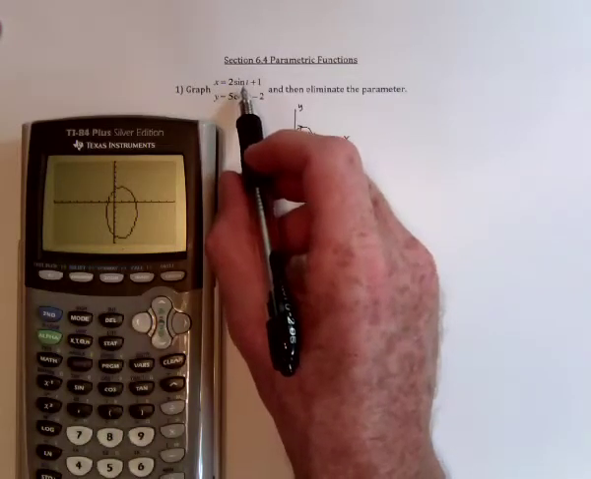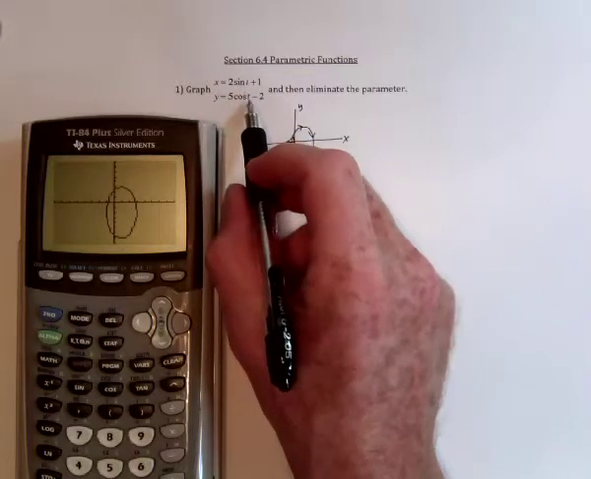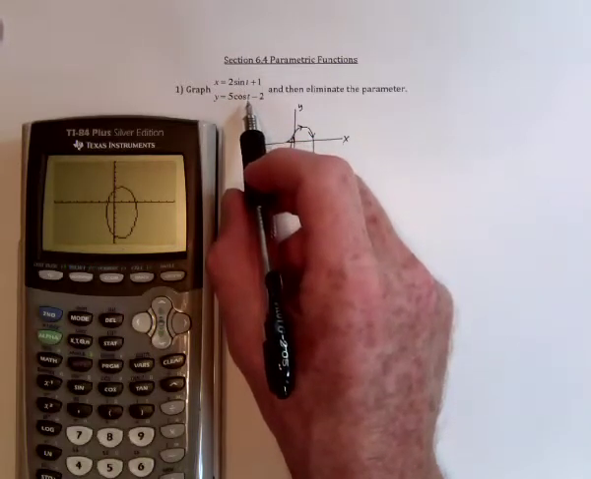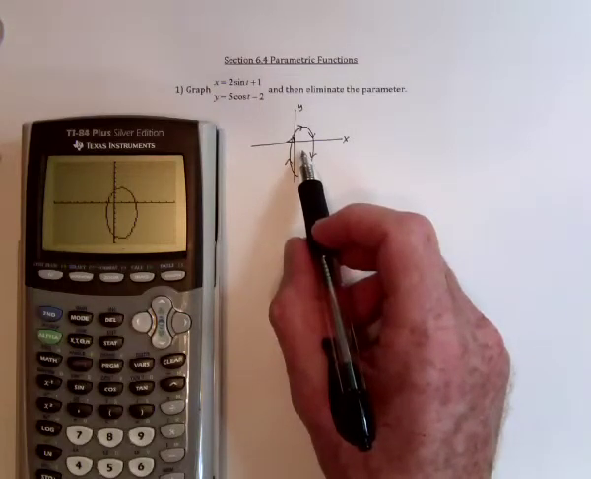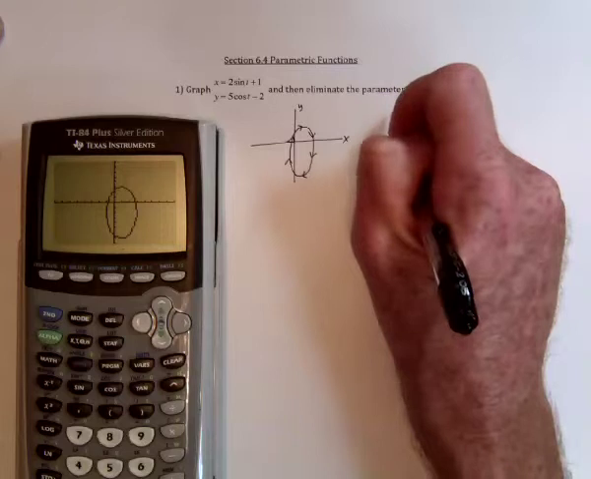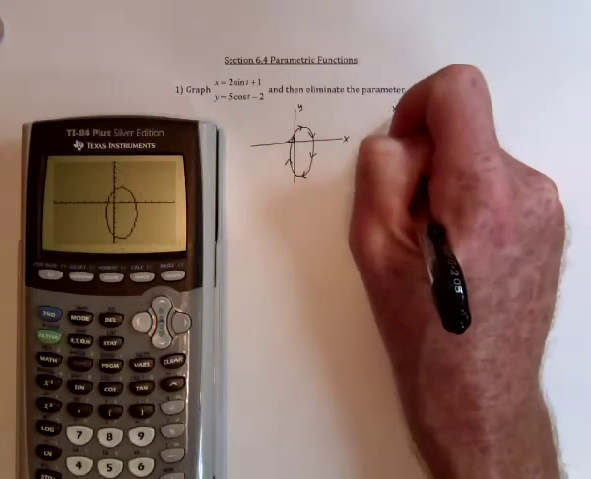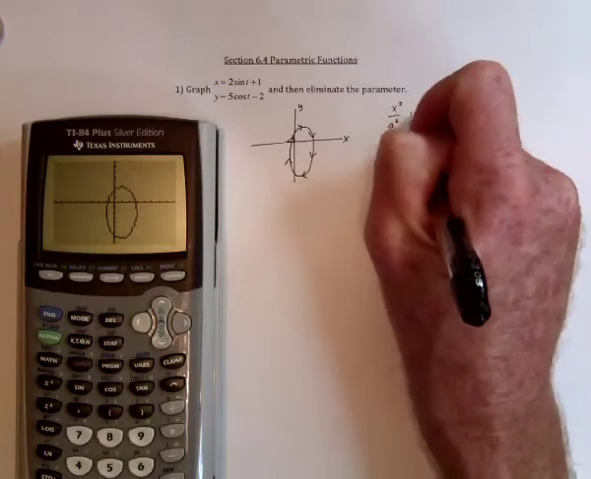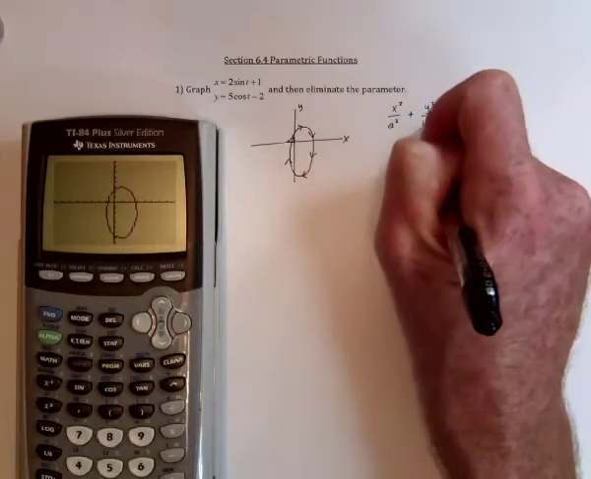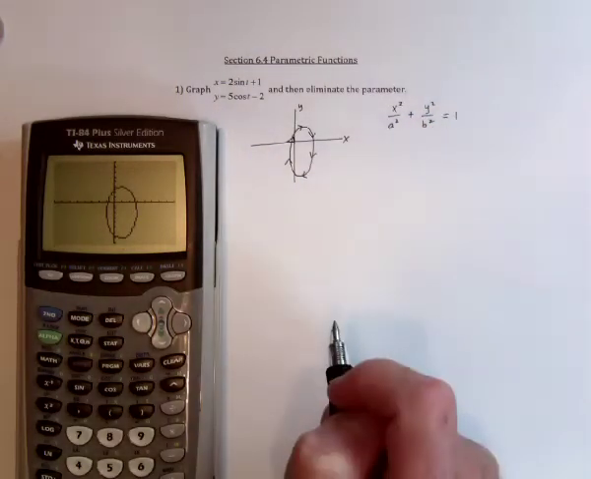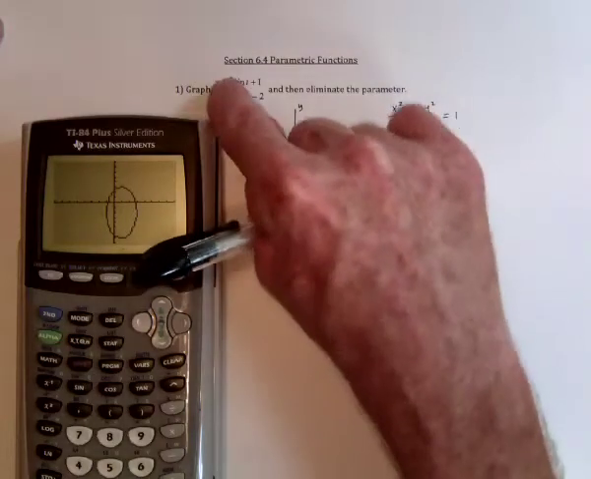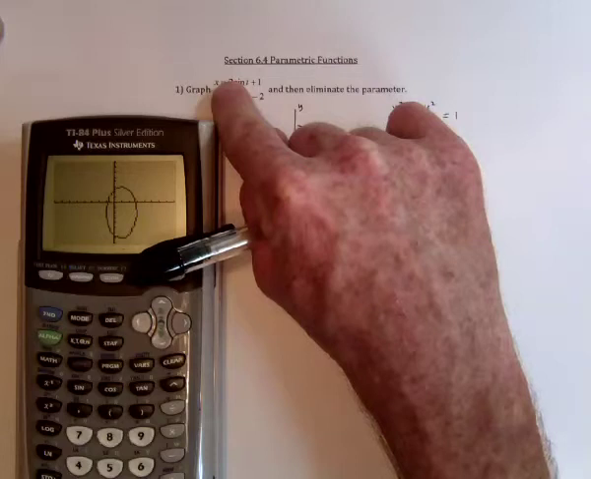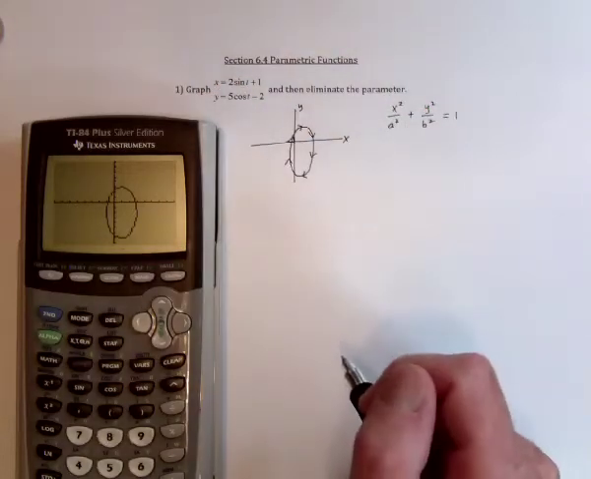In order to eliminate the t in this problem, I'm going to need to get sine squared plus cosine squared equals 1. Something else that helps is when you look at the graph and say, oh, I've got an ellipse. Well, the general equation of an ellipse looks like x squared over a number squared and y squared over a number squared equals 1. So it's got x squared and y squared in it. So we should get x squared and y squared out of this by squaring both sides.